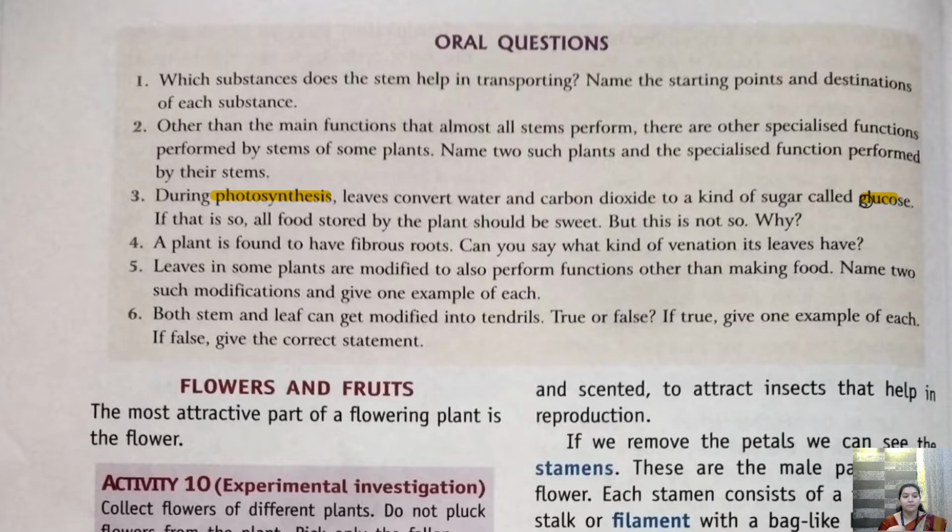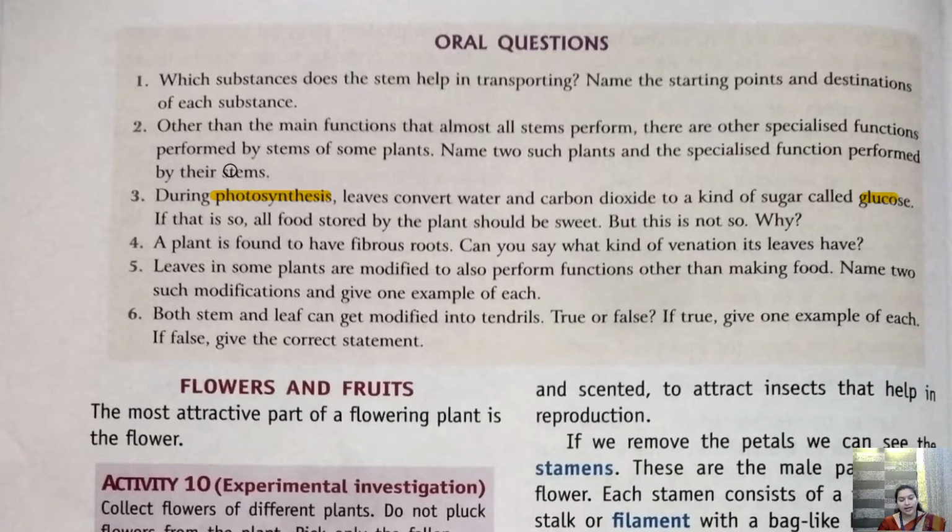glucose. Okay, but glucose is sweet, sugar is sweet. So if that is so, all food stored by the plant should be sweet. If that is so, all the food in the plant should be sweet. But this is not so. Why?